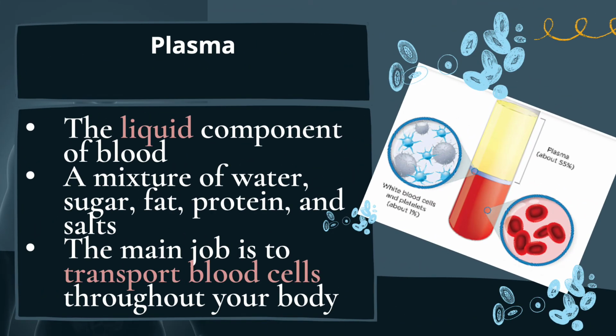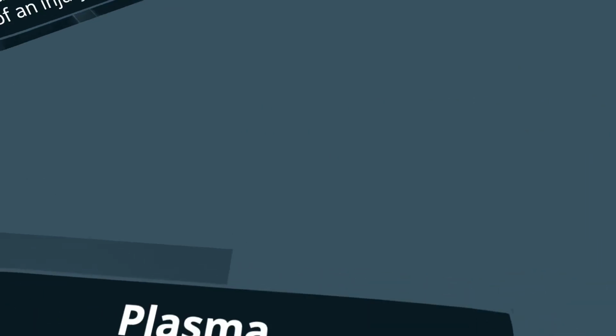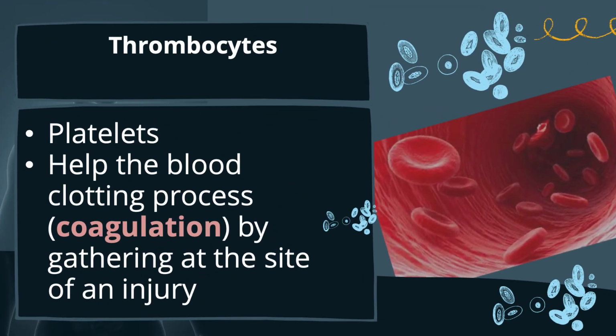The plasma is the liquid component of blood. It is a mixture of water, fat, sugar, protein, and salts. The main job of plasma is to transport blood cells throughout the body. The thrombocytes. The thrombocytes are also known as platelets. They help the blood clotting process or coagulation by gathering at the site of the injury.